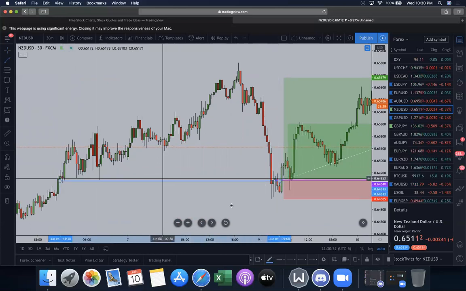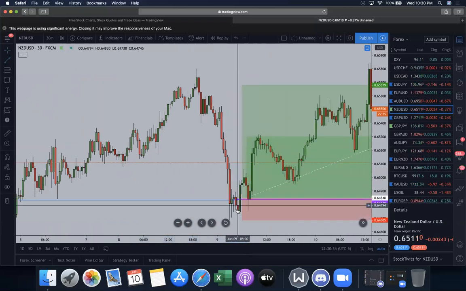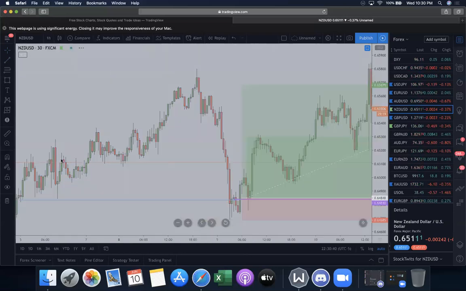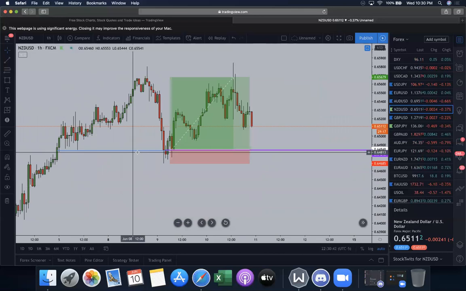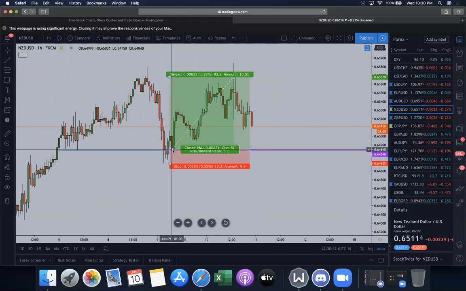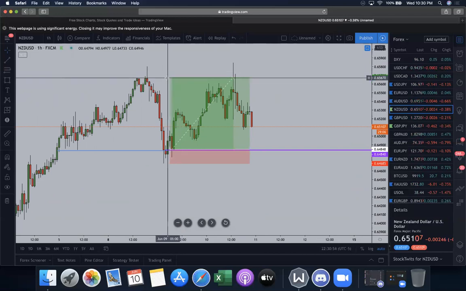Here's your equal lows. This is where liquidity is grabbed. And then you have this bullish engulfing here. So I actually entered on the 1 hour right here. So this is the bearish candle, right? Equal lows, bearish candle through the lows, bullish engulfing, buy the retest, target the highs.